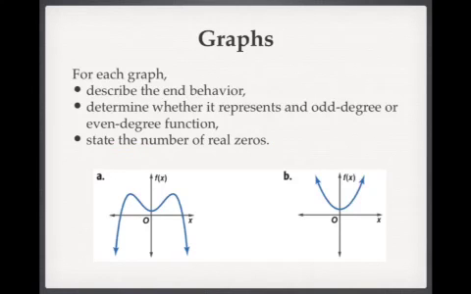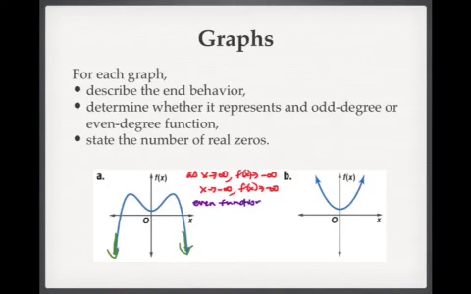Okay, so here's a couple of examples we'll take you through. Let's figure out if we have this function here, part A, describe the end behavior. What we would say is, as x approaches infinity, the function is going to approach negative infinity. It's going down, down, down. As x goes to negative infinity, or to the left, the function goes down, down, down, or minus infinity. Determine whether it represents odd degree or even degree. Well, because it starts and finishes on the same side of the axis, we know it's even, and so we'd write that.